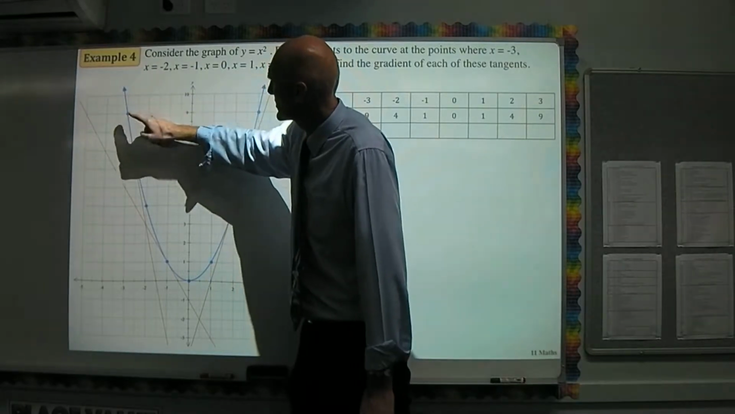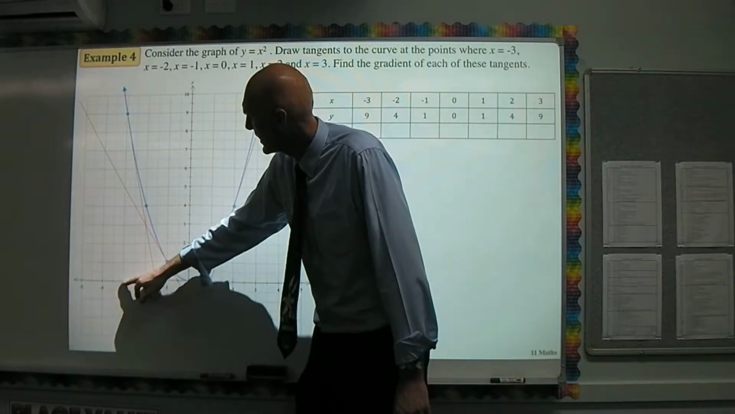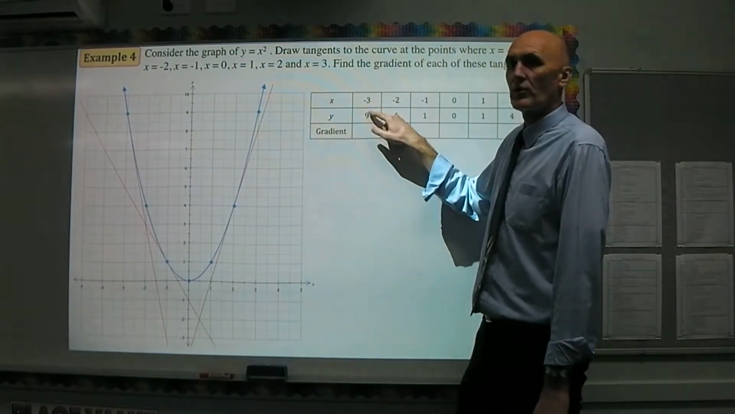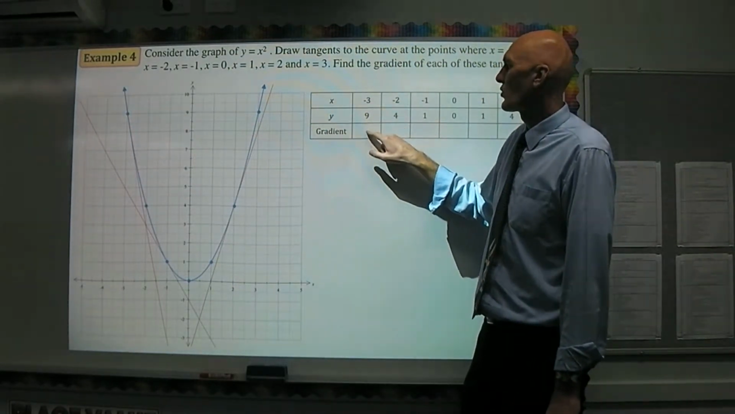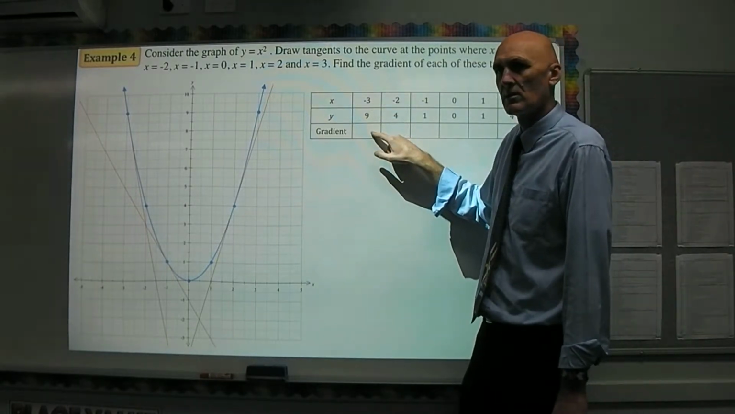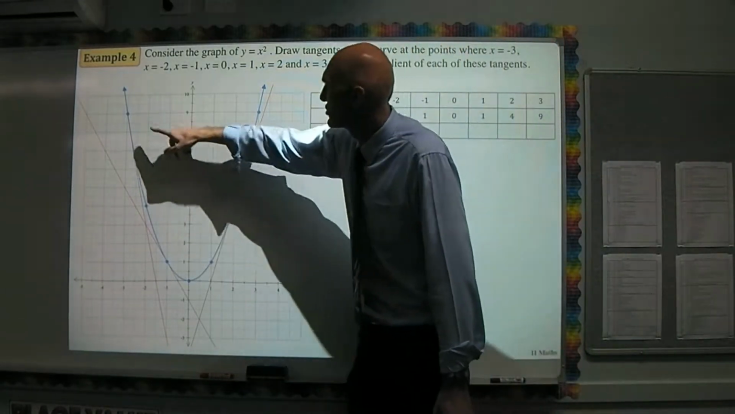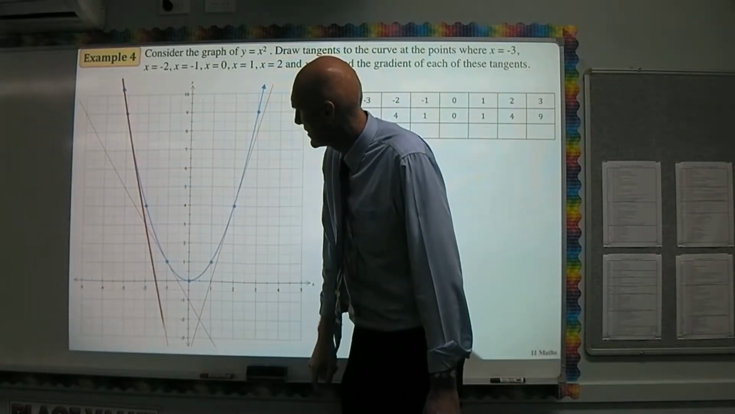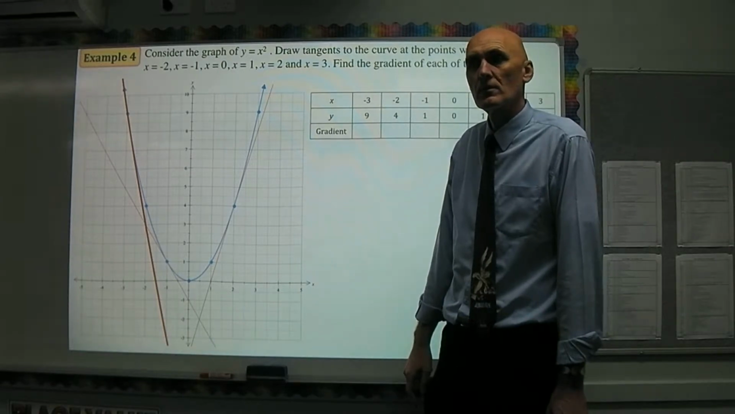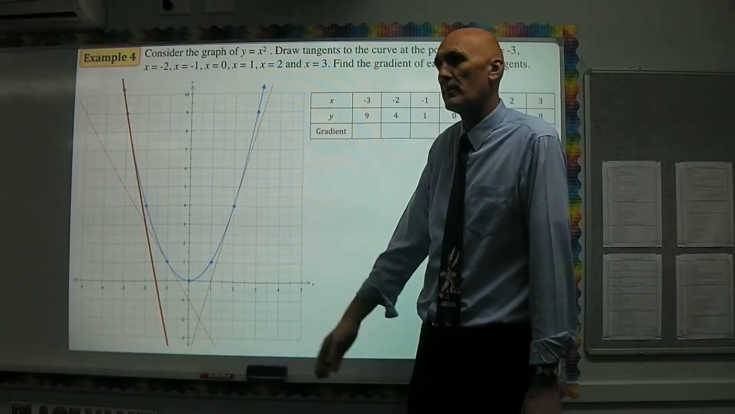What's that point there as a coordinate? It's the point -3, 9. Here I've got -3, 9. I want to know the gradient of the tangent at the point -3, 9. So if I could actually draw the gradient a little bit clearer, and there it is clearer, how do you find the gradient? How do I find the gradient of that red line?